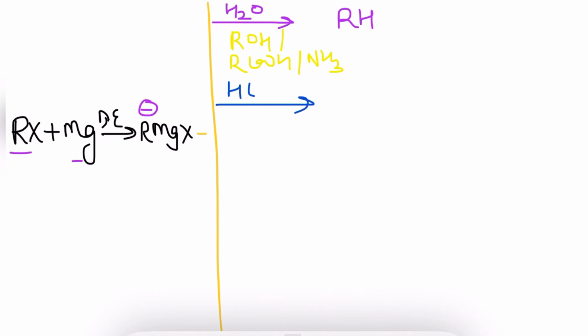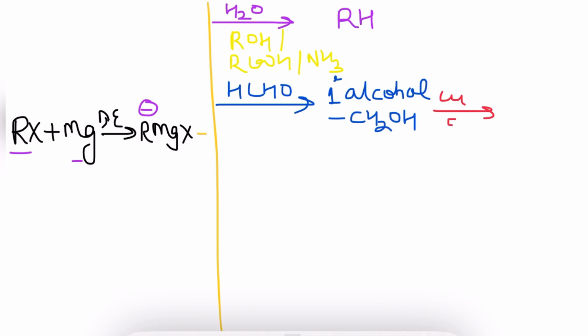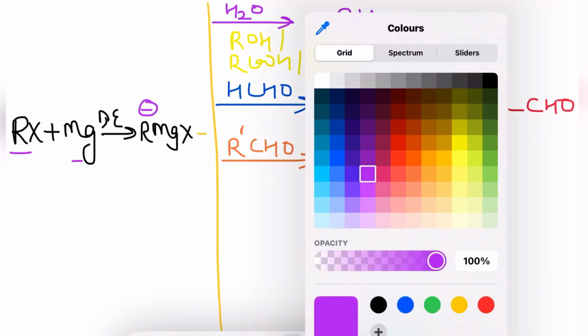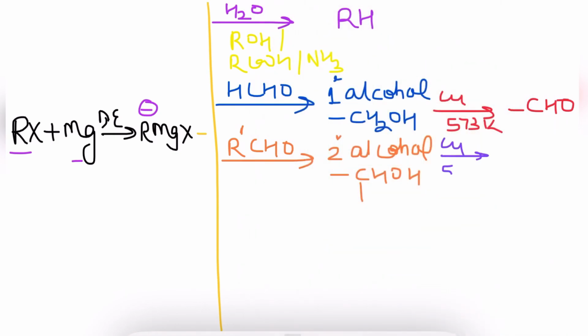Next, RMgX with methanal, the simplest aldehyde, changes into primary alcohol in the presence of Grignard reagent. The primary alcohol is CH2OH, and this primary alcohol with copper at 573 Kelvin changes into aldehyde. Next, a higher aldehyde: here I am taking R prime CHO with Grignard reagent, which produces secondary alcohol. The functionality of secondary alcohol is CHOH, and these secondary alcohols with copper at 573, that is on dehydrogenation, change into ketone.